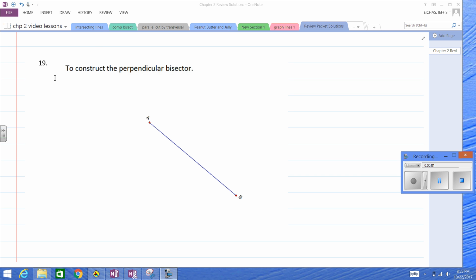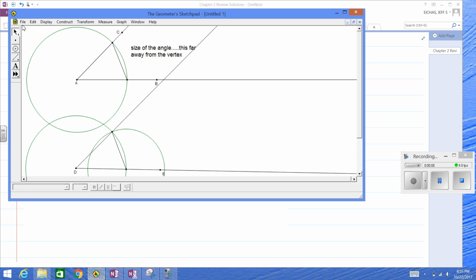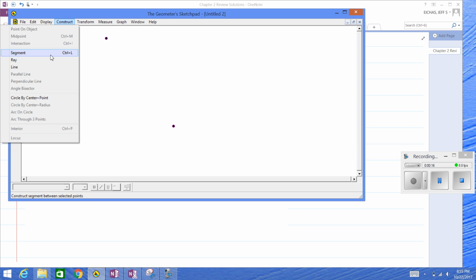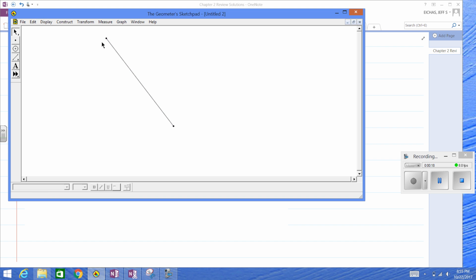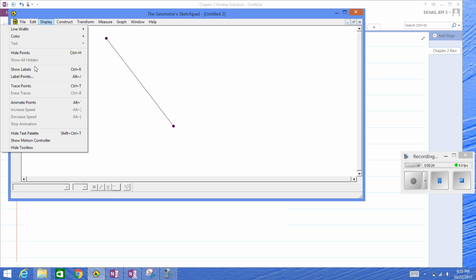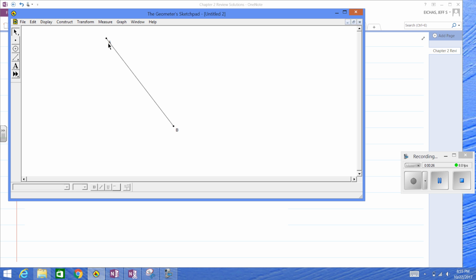Okay, so the next one is to construct a perpendicular bisector. Again, I'll jump over to Geometry Sketchpad. Let's just do a new one. I'm going to take care of hopefully a couple here. So we're going to construct a perpendicular bisector of AB.